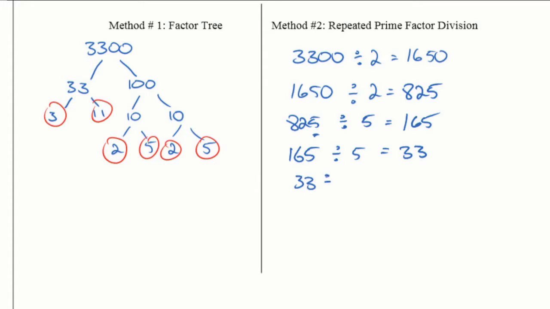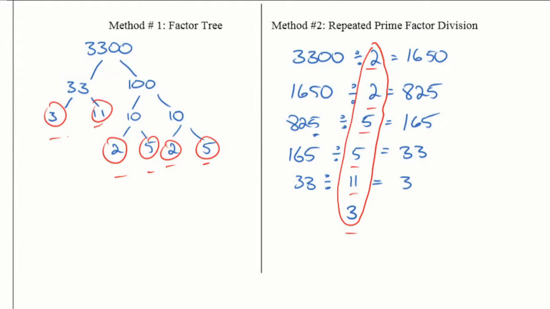Now I'm starting with 33. What numbers give me 33? I'm going to go with 11. And I end up with 3. And 3 is a prime, so I can't divide it by anything else. I'm just left with 3. So if I look at the numbers I ended up dividing by, including the last number, 2, 2, 5, 5, 11, and 3, they're the same as over here, 2, 2, 5, 5, 11, and 3.